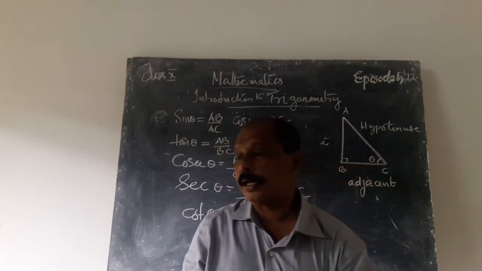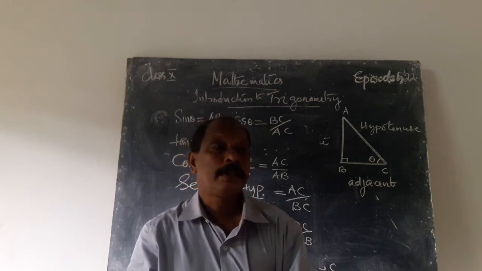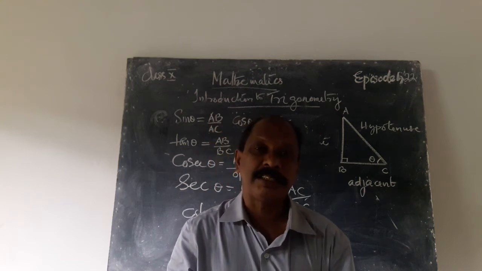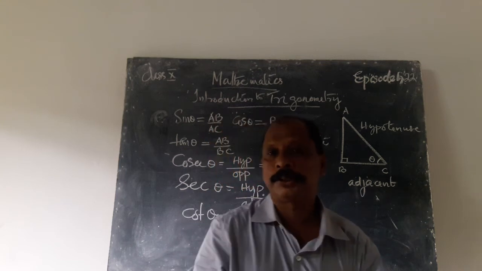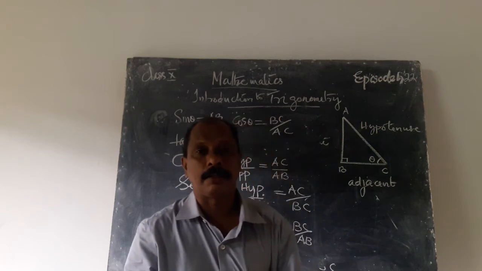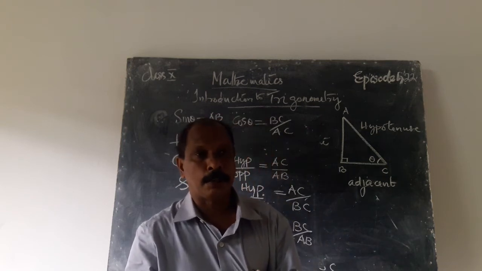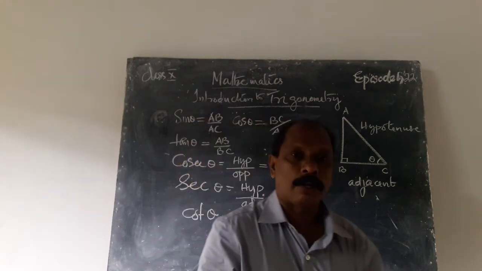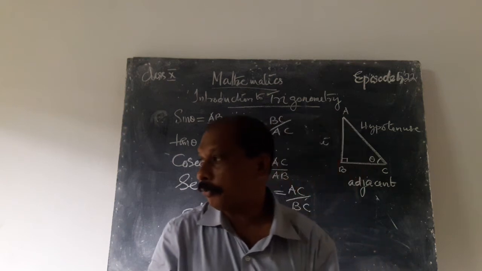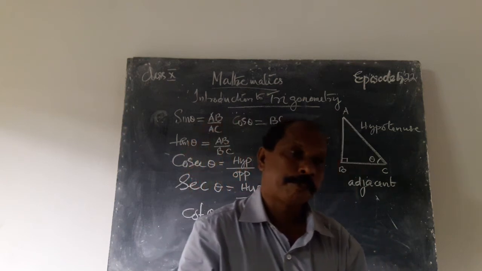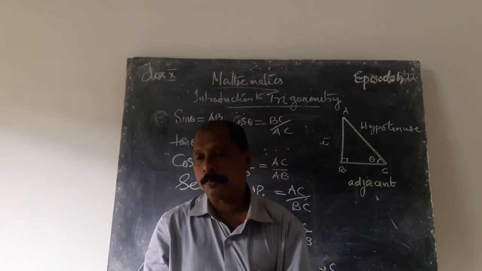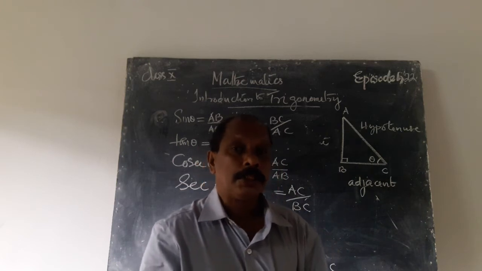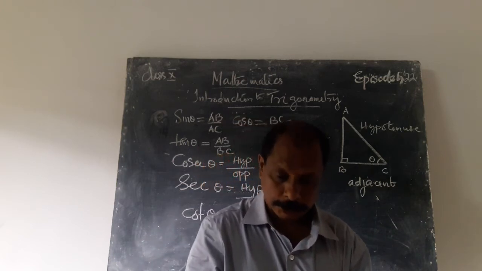Let us consider triangle ABC, right angle at B. The angle at C is theta, that is acute. Therefore, AB is opposite side, BC is adjacent side, and AC is hypotenuse. Then sin theta is equal to opposite side by hypotenuse, that is from figure it is AB by AC. Cos theta is equal to adjacent side by hypotenuse, from figure it is BC by AC. And tan theta is equal to opposite side by adjacent side, from figure it is AB by BC. These are the basic trigonometric functions.